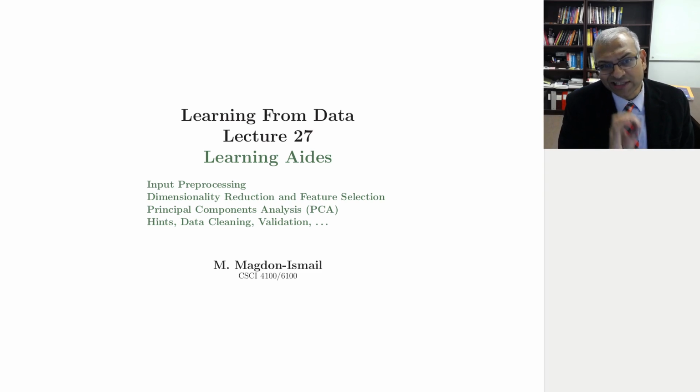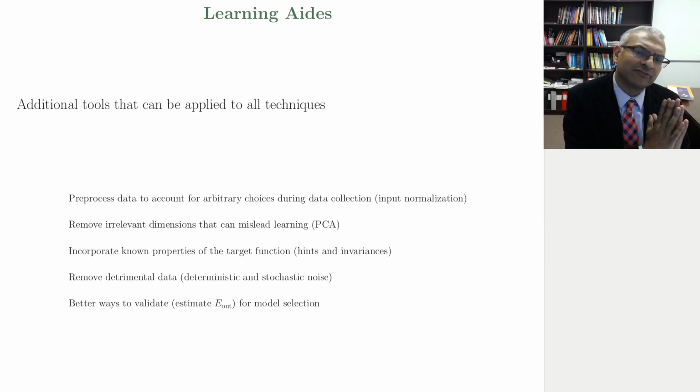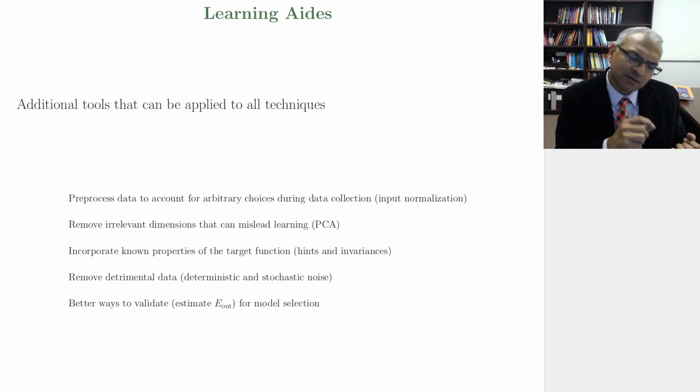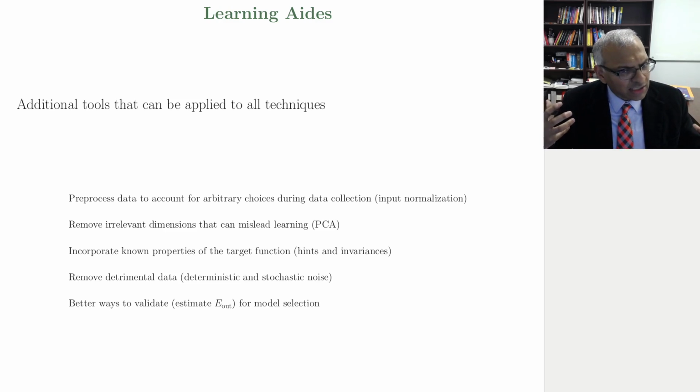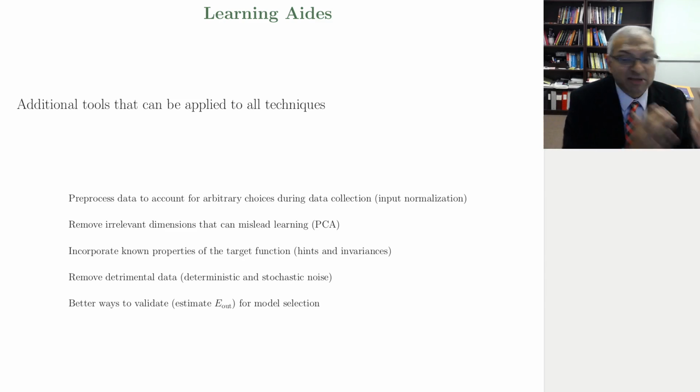We're going to be talking about learning aids. So what are learning aids? Learning aids are additional tools and techniques that can be applied to all learning models that we have learned: linear models, RBF networks, support vector machines, neural networks, and whatever your favorite learning model is. You could use learning aids to help the performance, and they're relatively easy to implement. There's almost no downside, so you can definitely use these techniques in practice to significantly improve, and in some cases, take a method that wouldn't work into a method that would work.